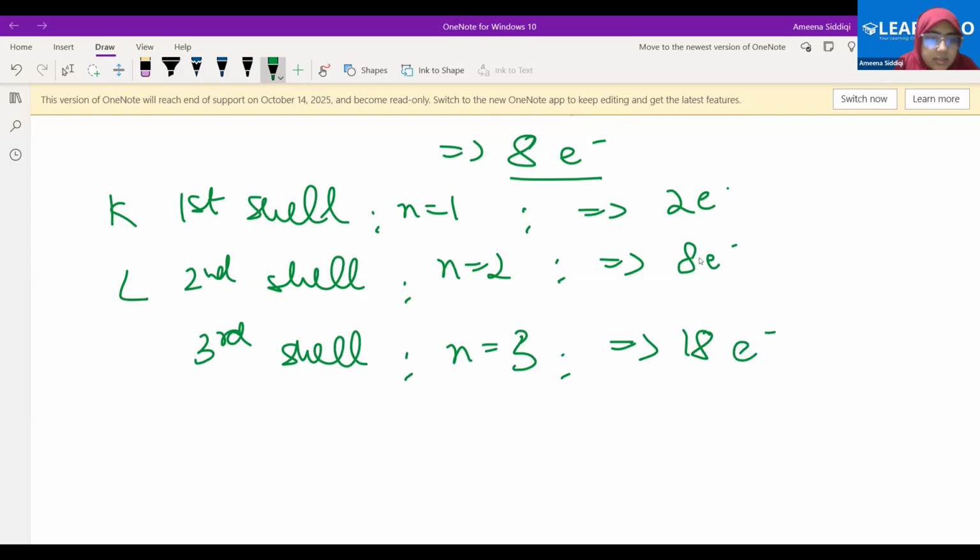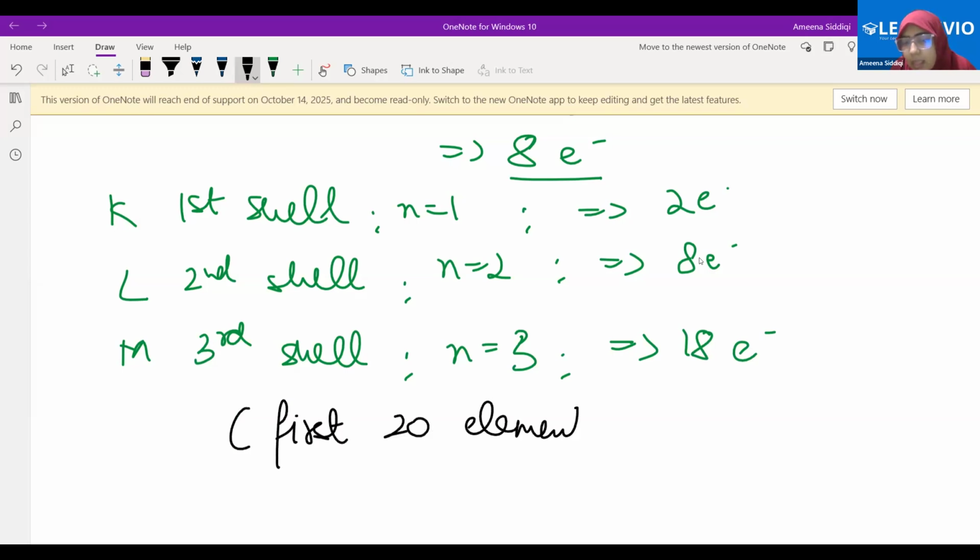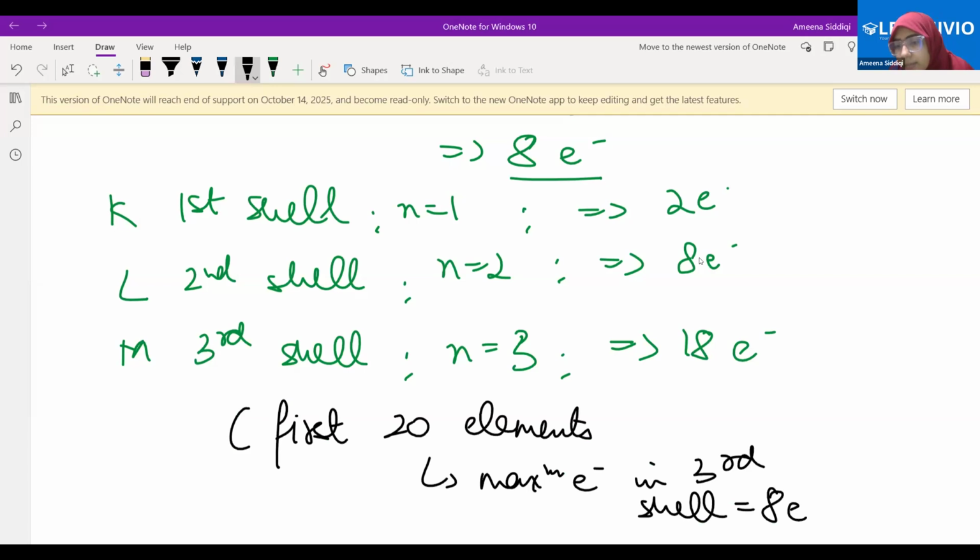And this is called the M shell. And we keep on moving to the next shells. But the important part here is that we will just be considering the first 20 elements. For the first 20 elements, the maximum number of electrons in the third shell is also 8. Please know this.